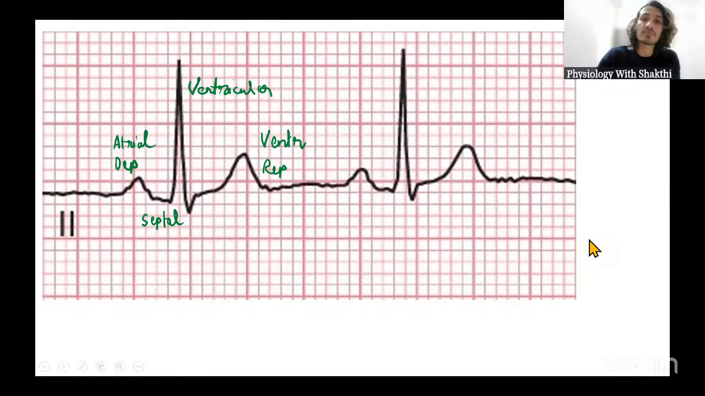Now, apart from that, we have these isoelectric lines in between. So from the end of P to the beginning of Q, that is your PQ segment. The end of S to the beginning of T, that is the ST segment.